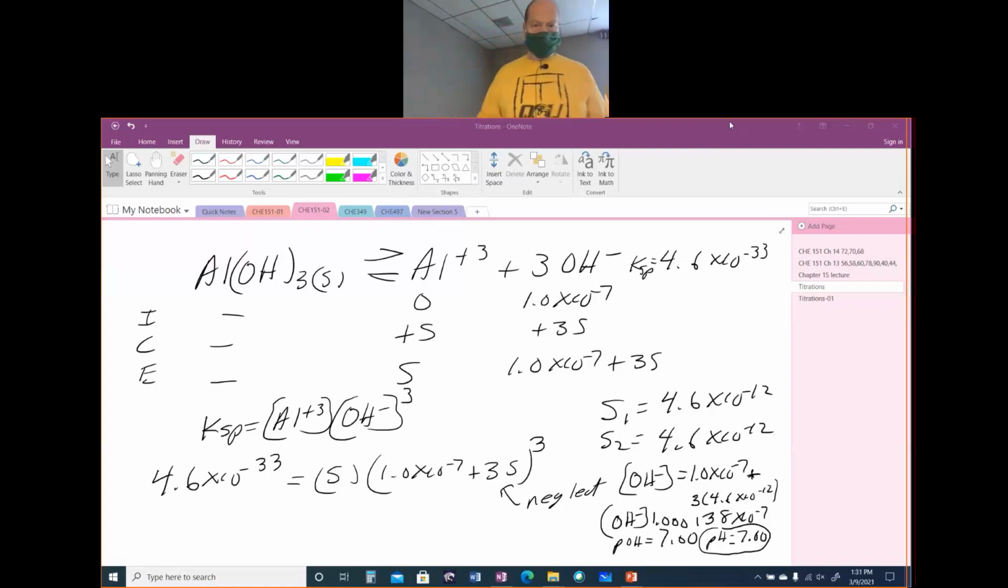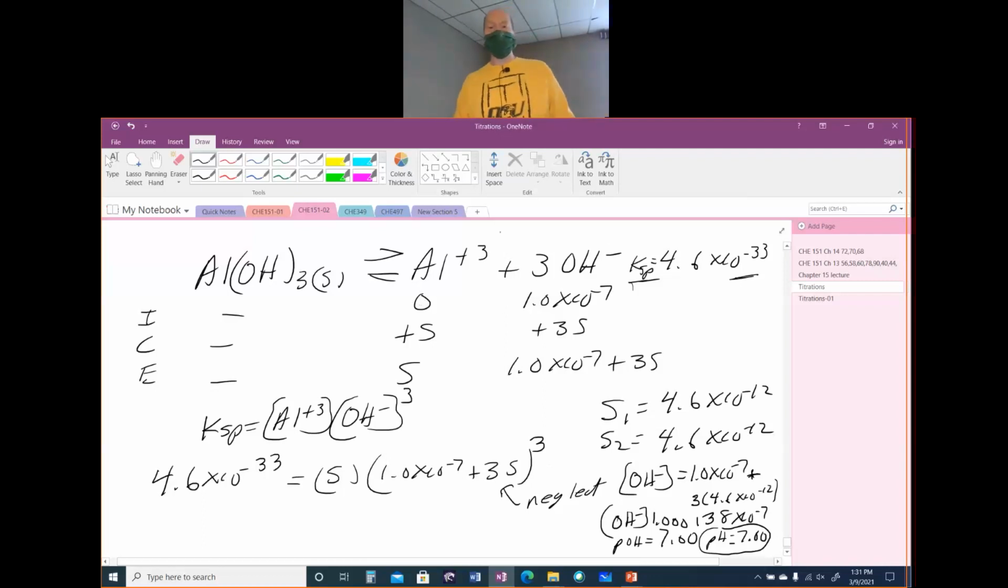All right. I want to go through the pH of aluminum hydroxide. Your aluminum hydroxide has a KSP value of 4.6 times 10 to the minus 33. Minus 33 is extremely small. So the initial, when we're in water, normally everything initial is 0. Well, in water, there's no aluminum plus 3.